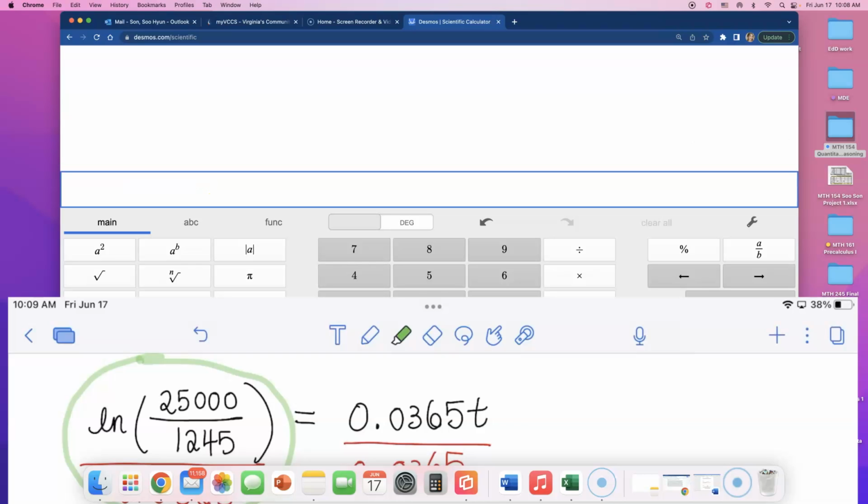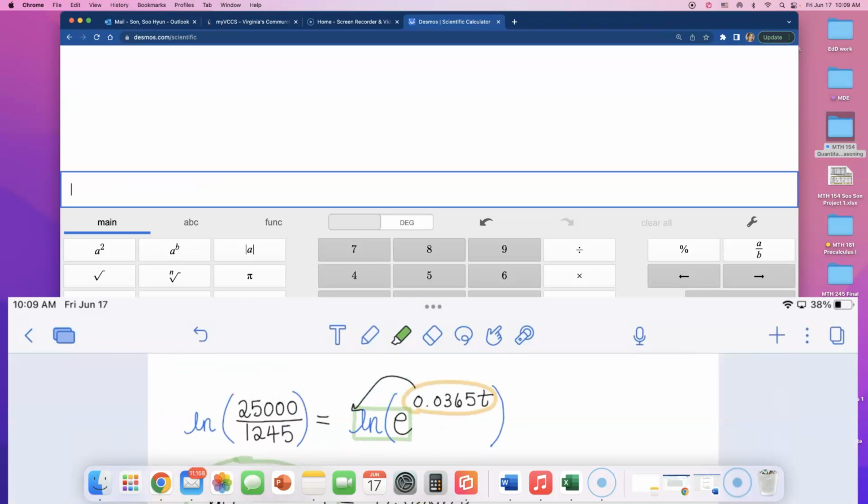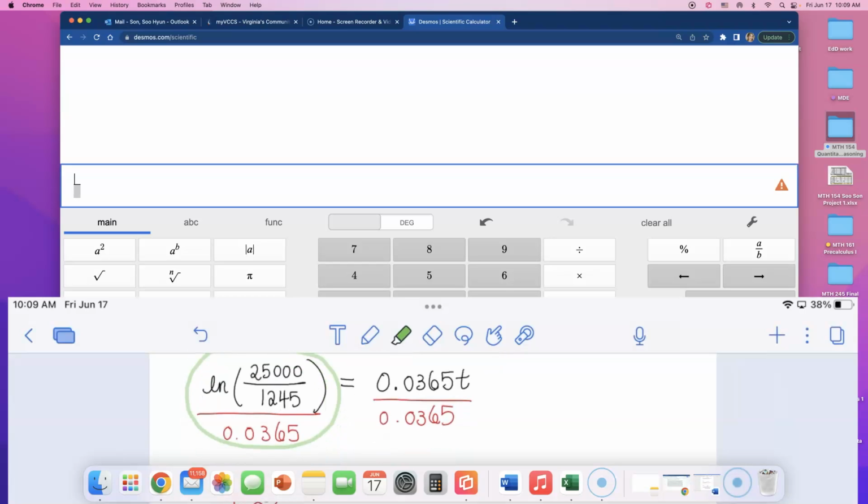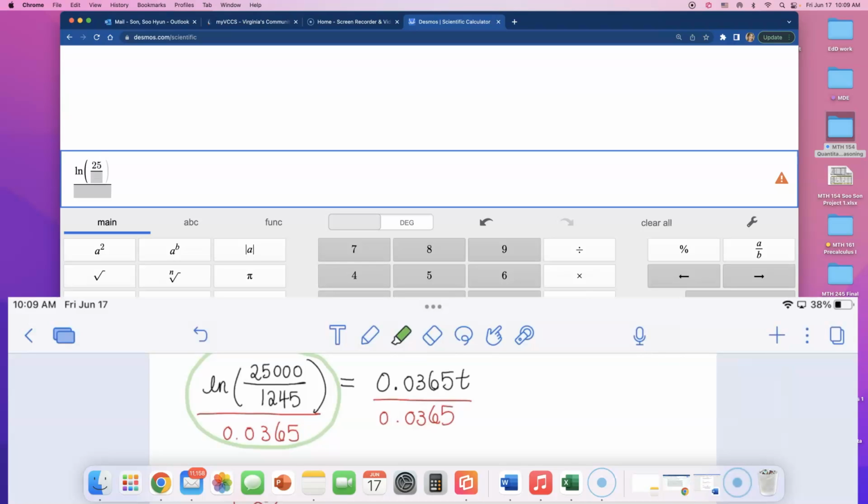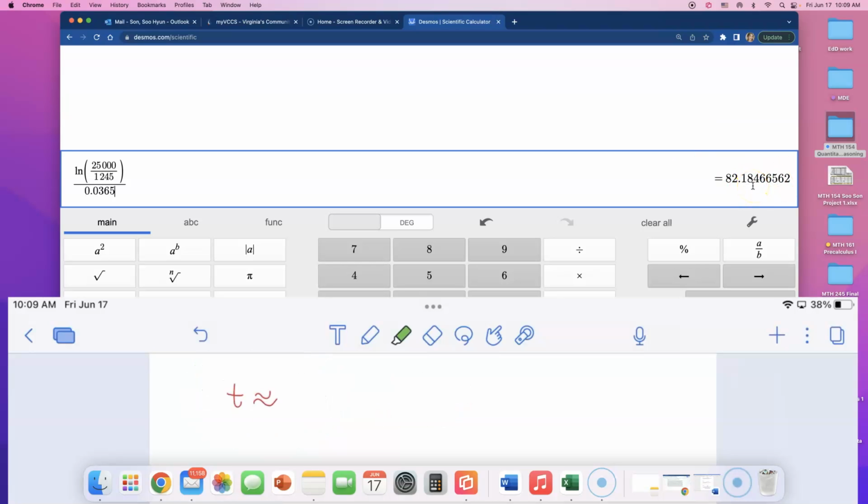Okay, so look, I'm going to type into my scientific calculator the natural log of 25,000 divided by 1,245. And we want to divide that natural log by that rate of 0.0365. And that comes out to be approximately 82 years, 82.18 years. So that's going to be my final answer.